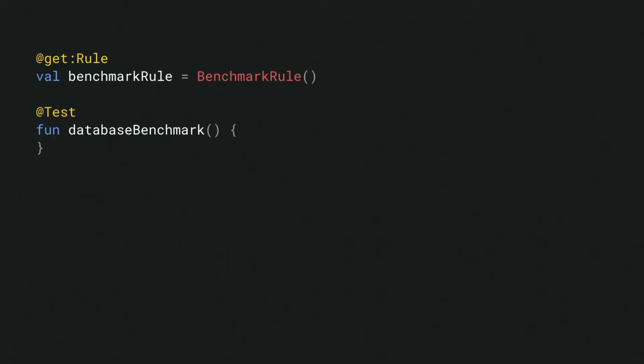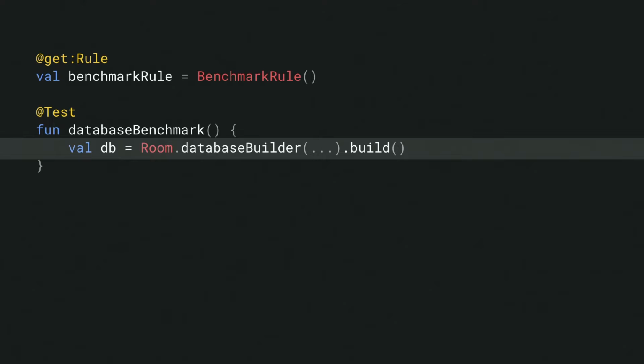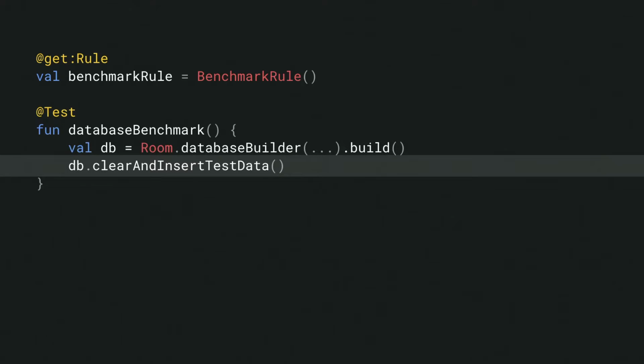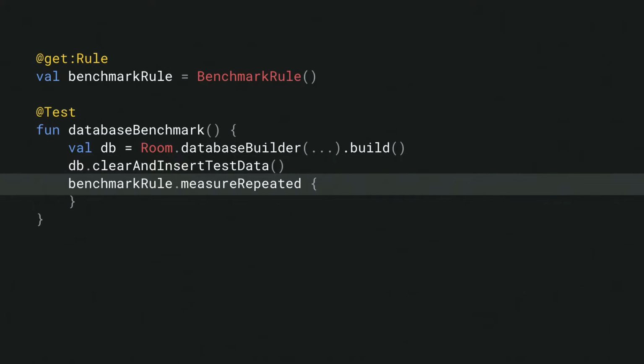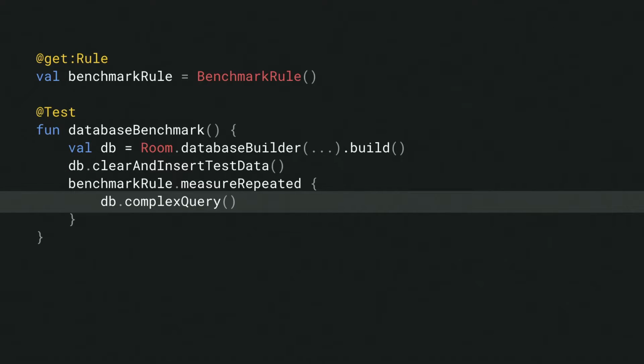Let's check out another example here. This is a database benchmark. So first, let's initialize our database with Room. And if you haven't seen Room before, it's another Jetpack library. It's just an abstraction over databases. All that matters really here is we're initializing some object that allows us to make database queries. So first, let's clear all the tables and insert some test data, create our measuring loop, and then we can measure the code that we care about. In this case, it's some kind of complex query, not sure what it is, doesn't really matter.